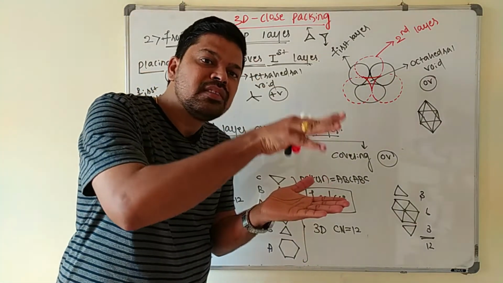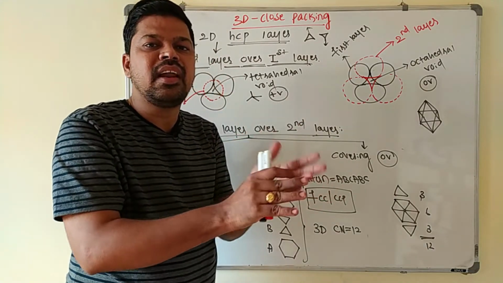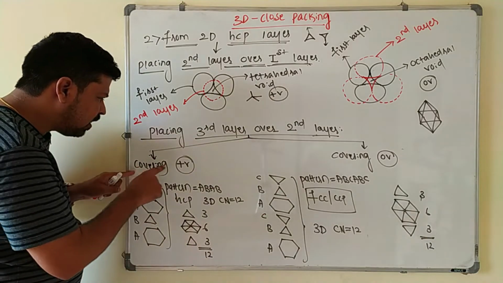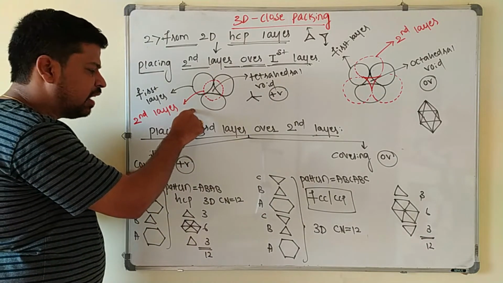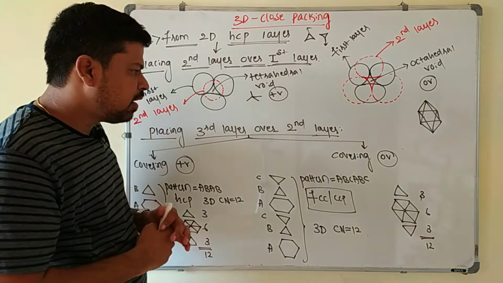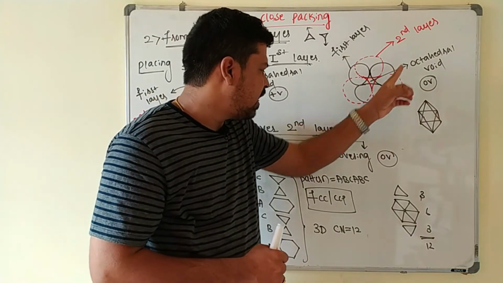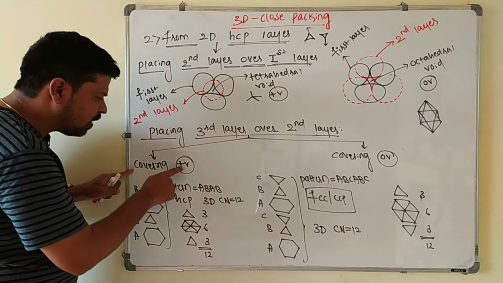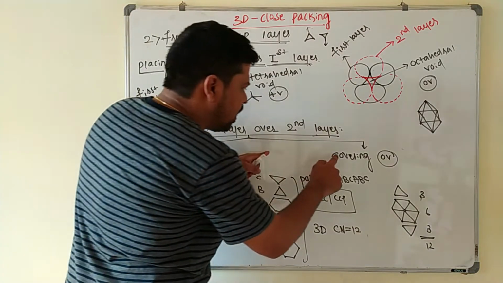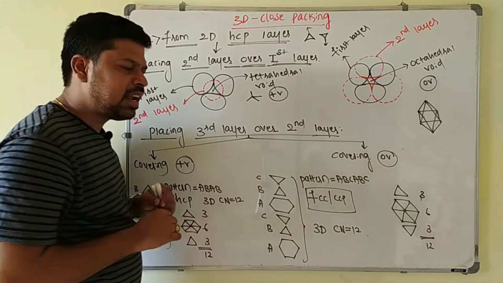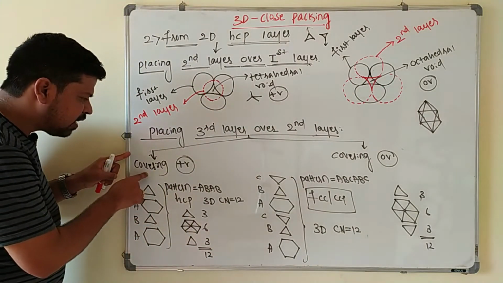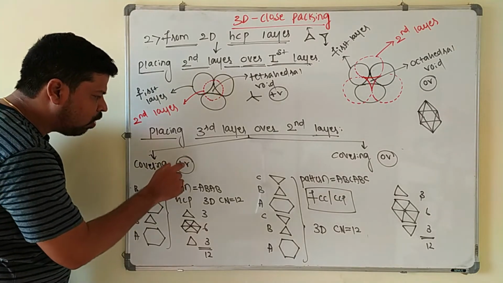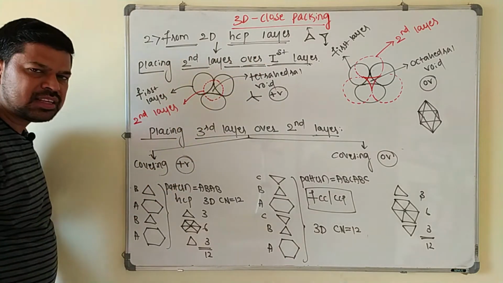Now we will place the third layer. For placing the third layer, again there are two possibilities. You can place the third layer such that all the tetrahedral voids that are formed in the second layer will be covered. Or another possibility is that all the octahedral voids of the second layer are covered by the third layer. So there are two possibilities: covering all the tetrahedral voids of the second layer or covering all the octahedral voids of the second layer. Suppose the third layer is placed such that the spheres of the third layer cover all the tetrahedral voids formed in the second layer.